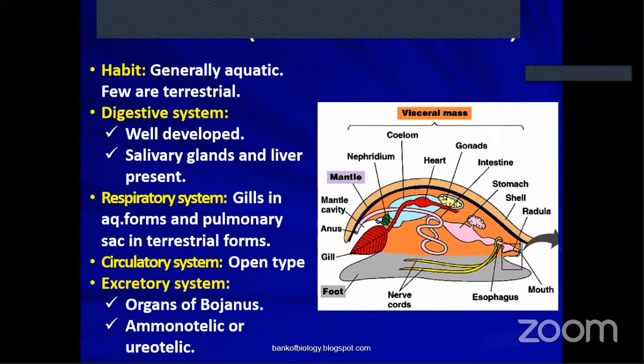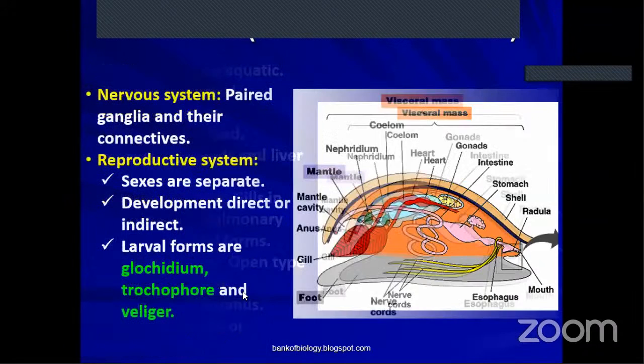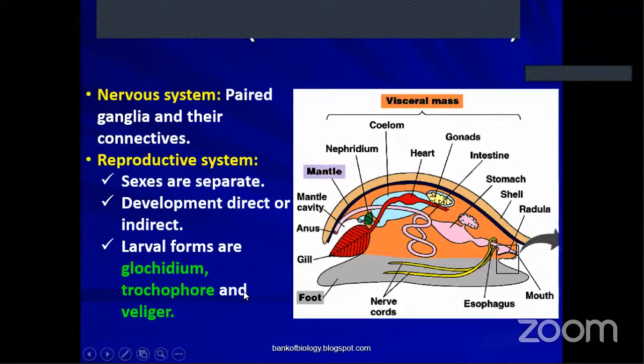Done. So now we go to the next part, nervous system, paired ganglia and their connectives. So here what is happening? Everywhere you see two ganglia. Ganglia means it's an aggregation or a collection of nerves. And their connective. Reproductive system.